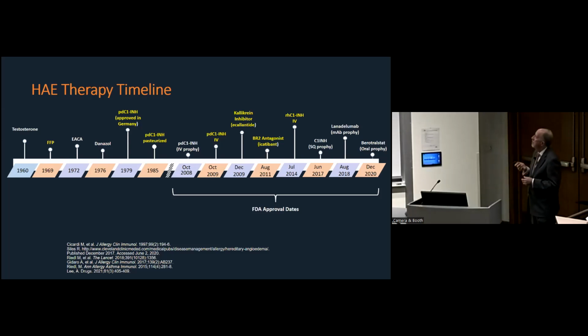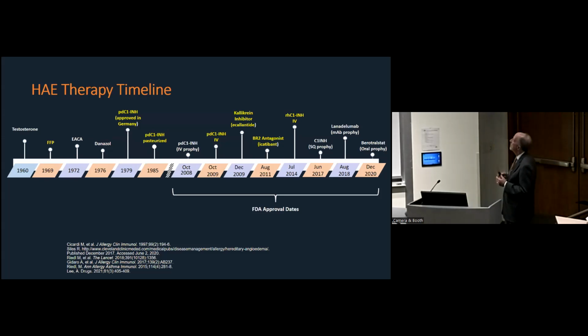So it really wasn't until 2008 that the United States had an HAE-specific drug approved. And that drug was a plasma-derived C1 inhibitor for prophylaxis, not for on-demand therapy. A couple of years later, we developed both an IV C1 inhibitor for on-demand therapy, a kallikrein inhibitor, and a bradykinin 2 receptor antagonist, and then later than that, a recombinant C1 inhibitor, all given either subQ or IV.